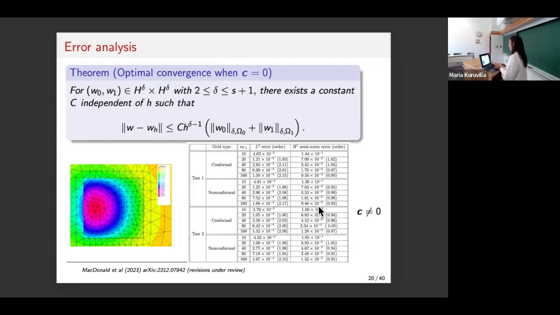Well, turns out that we do this grid independent study again. With C non-zero, we still obtain the expected error, where we have the semi-norm, this is measured in the H1 norm. Here we have linear order as expected, and here we can do as well an L2 error estimate, and we see second order convergence. And this is true for both conformal and non-conformal meshes.